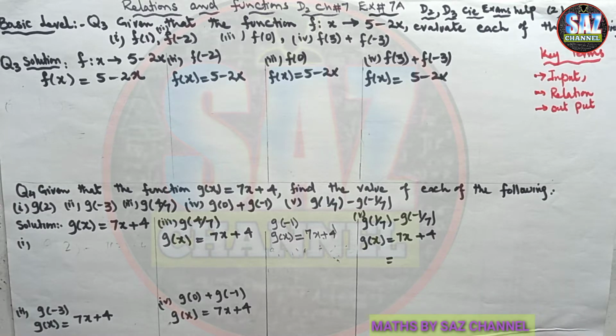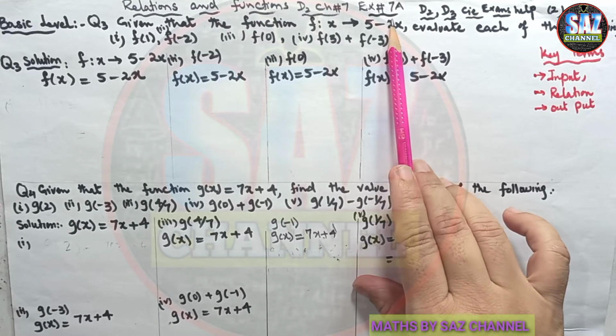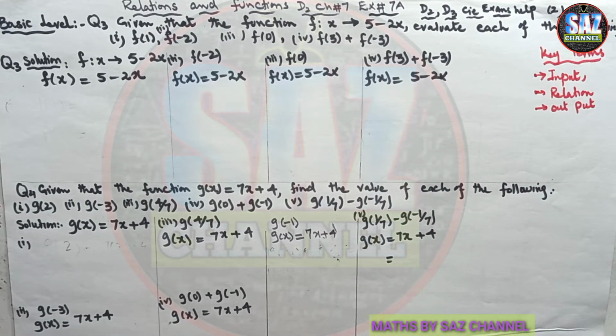This is my second lesson of D2 chapter number 7 exercise 7a. This lesson is equally helpful for D2, D3 students and students who are preparing for CI examination. Let's move to the question.